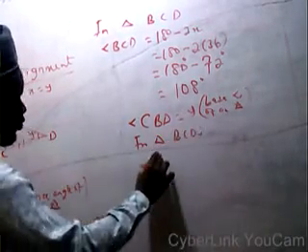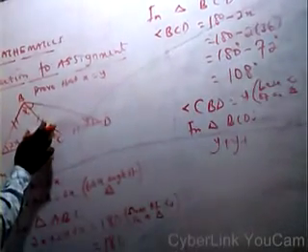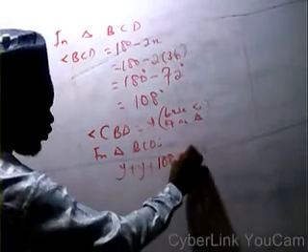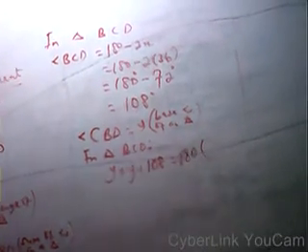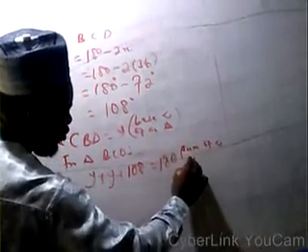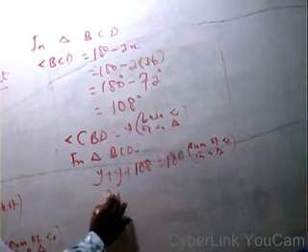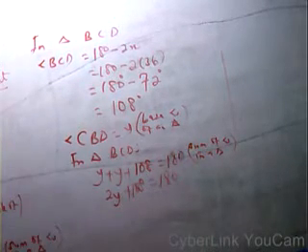BCD again, you have your y plus what? 108. 108 plus 108 equals what? 180 degrees. And what is the reason for that? Because it is the sum of angles in a triangle. So we're going to have 2y plus 108 equals 180, right?